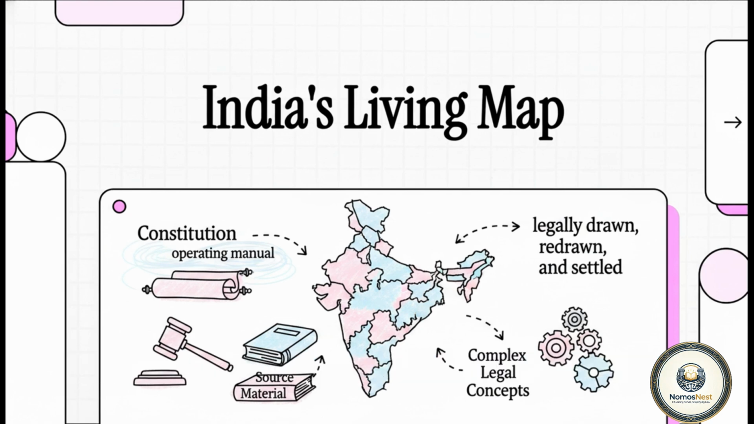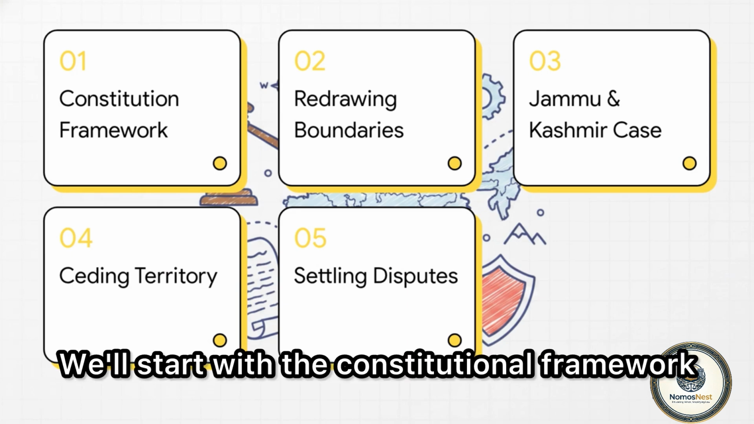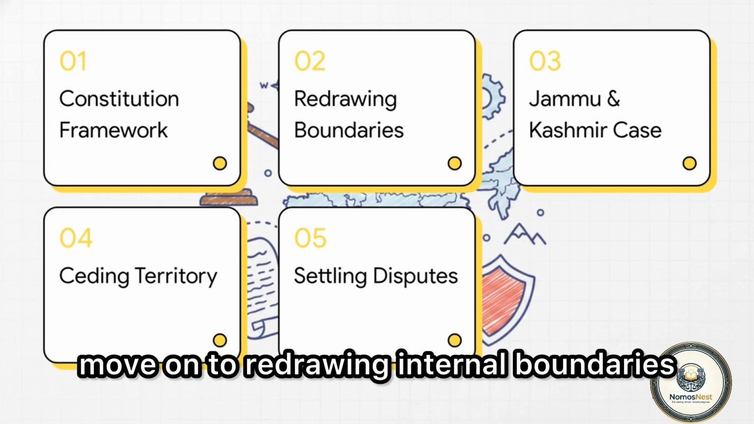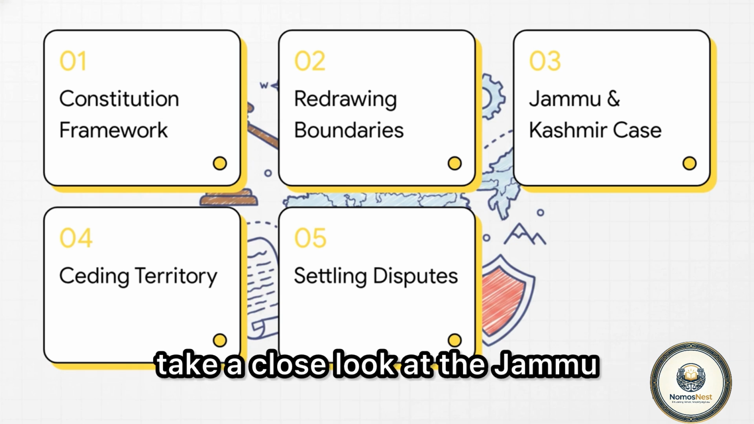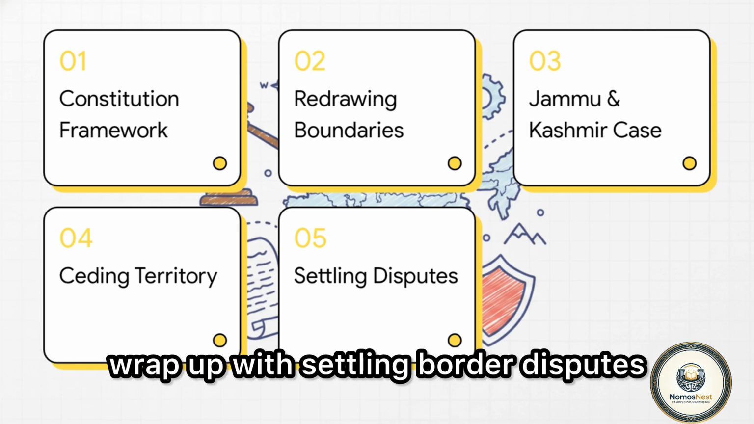Let's get started. Okay, here's our game plan for today. We'll start with the constitutional framework, move on to redrawing internal boundaries, take a close look at the Jammu and Kashmir case, then discuss ceding Indian territory, and finally wrap up with settling border disputes.